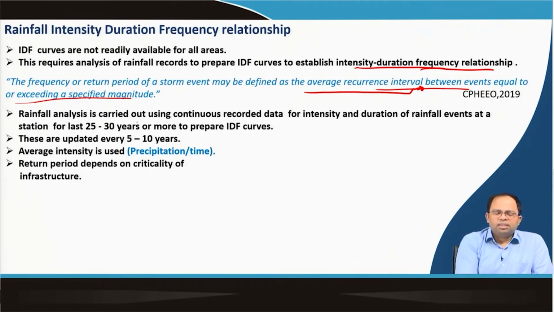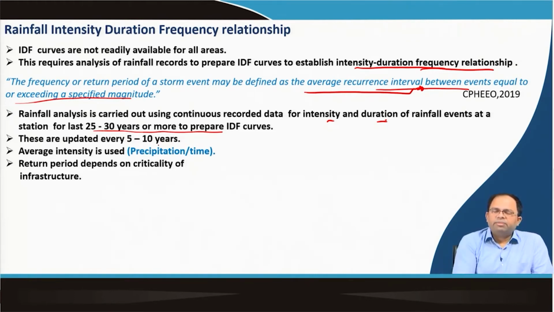So, rainfall analysis is carried out using continuous recorded data for intensity and duration of rainfall events at a station for the last 25-30 years or more to prepare IDF curves. Intensity and duration of rainfall are both recorded at every rain gauge station, and this data is available for every day for the last 25-30 years. That has to be taken to generate these IDF curves.